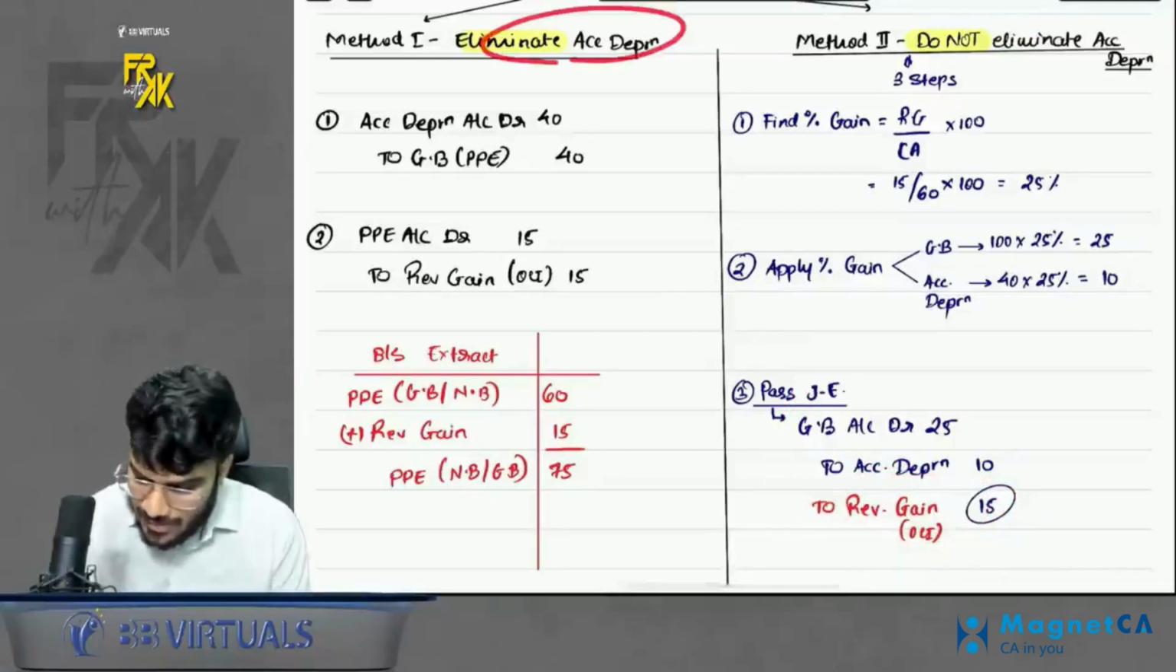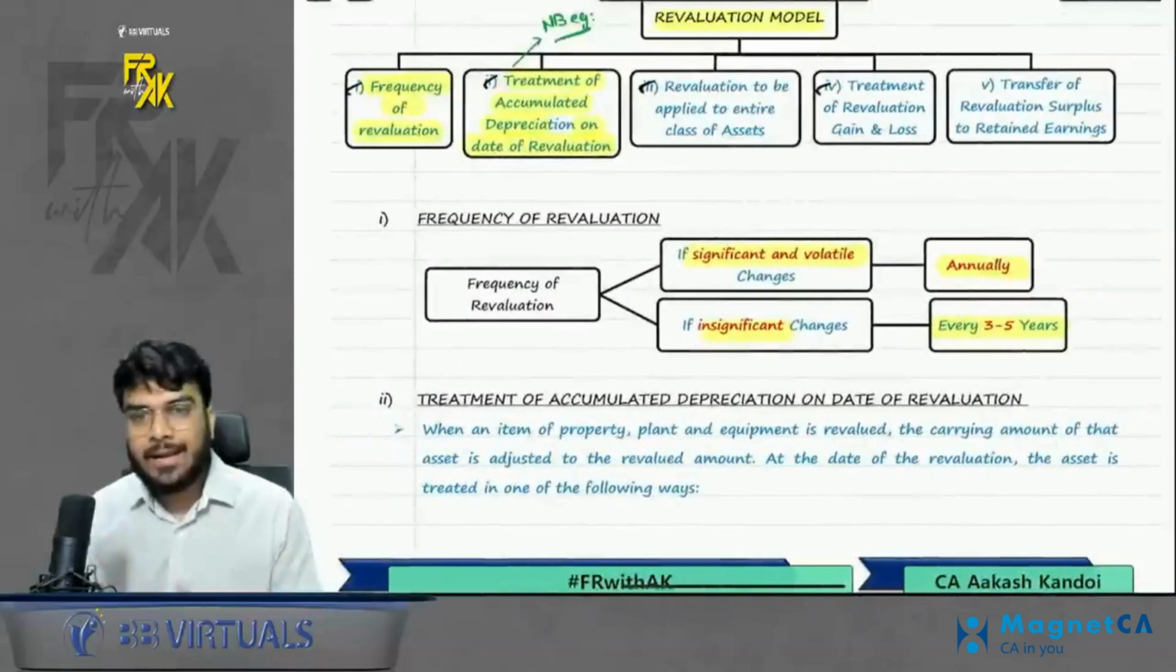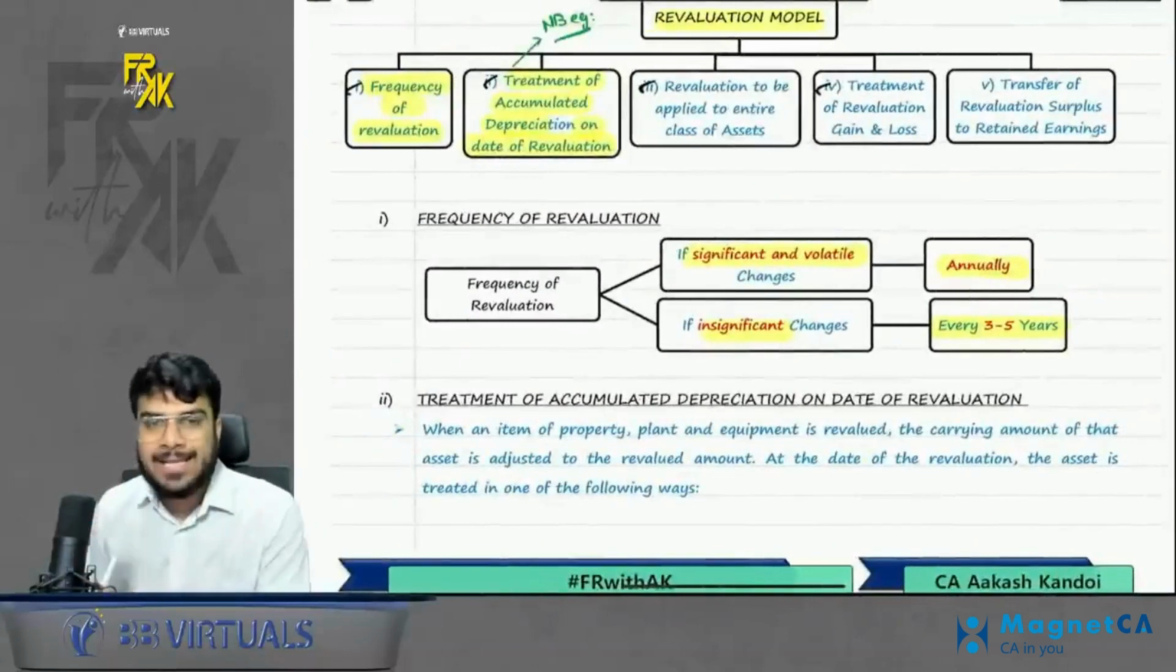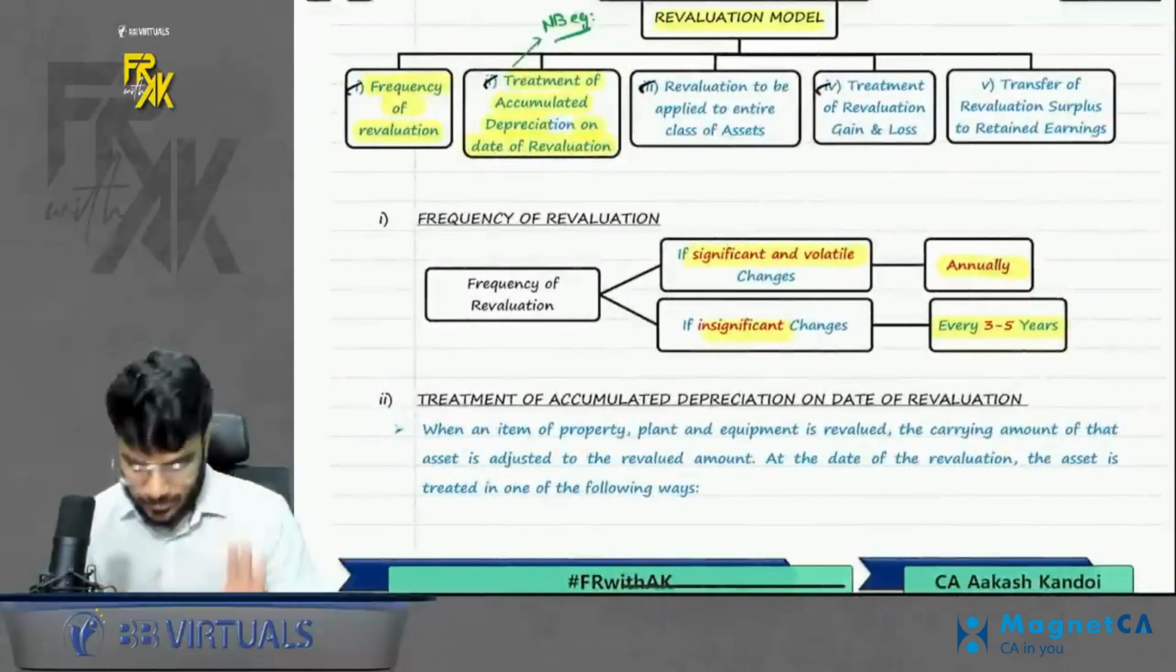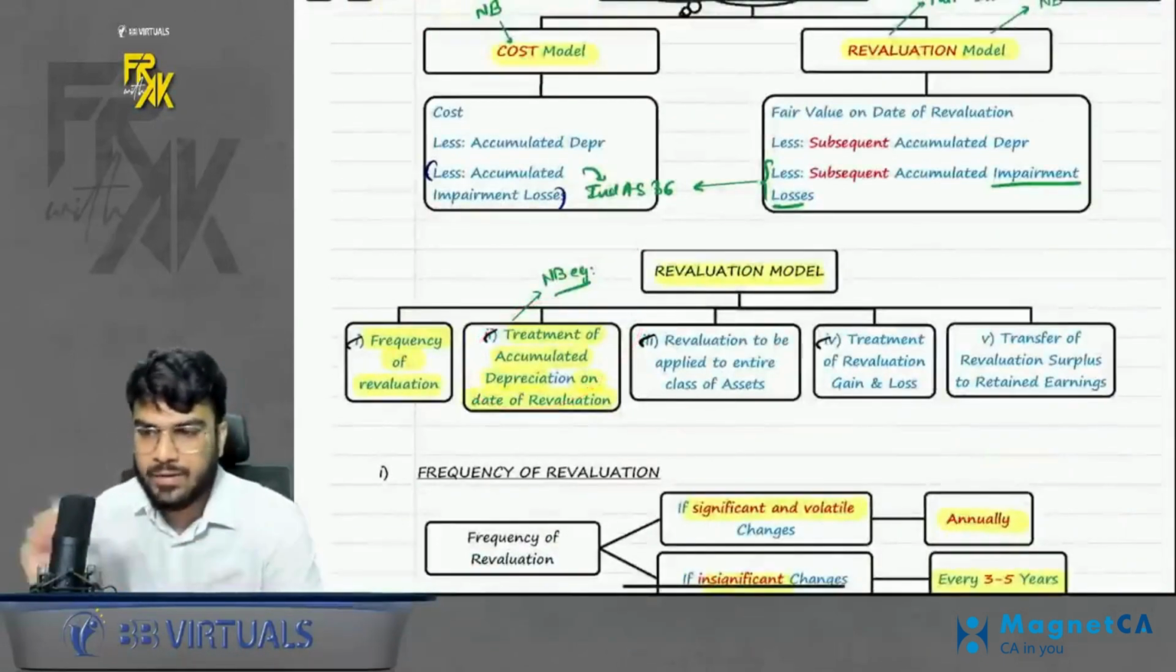We discussed in class the logic behind this, but as of now, just remember there are 2 methods to be discussed. In real life, we will follow any of the methods. In exams, you have to solve by both the methods if it is asked. Okay, sir. This was the second point, treatment of accumulated depreciation on date of revaluation.